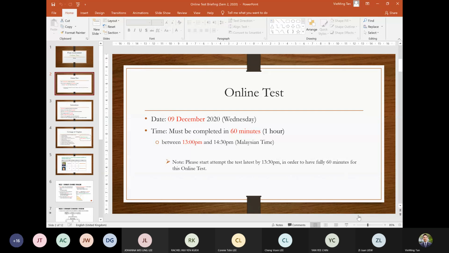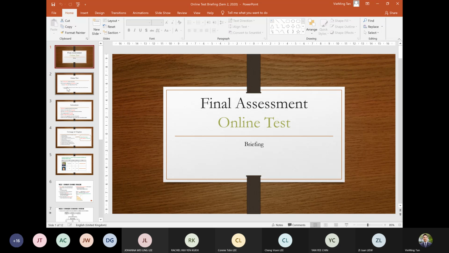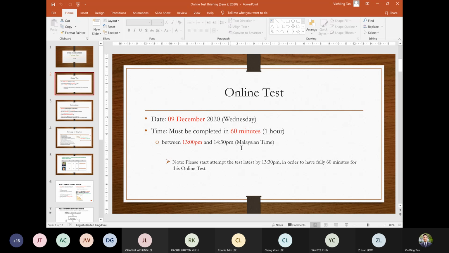You may start to attempt the test after 1. The latest time for you to enjoy the full 60 minutes to attempt the online test is 1:30. No matter what, you have to start the test by 1:30. It's better for you to start early, at 1 o'clock. And don't forget, this is Malaysian time. So for the international students, make sure that you follow the Malaysian time.